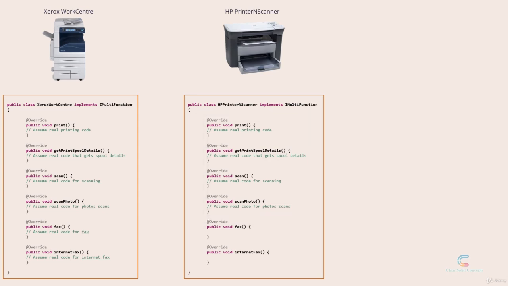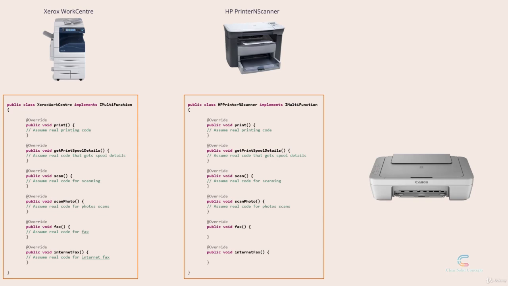What about the other methods in the interface? If you are implementing an interface, you have to implement all methods in it. So what we will do is we will implement the fax and internet fax methods and give them a blank implementation. This machine does not have the ability to send or receive fax, which is why we have to leave these fax-related methods unimplemented.